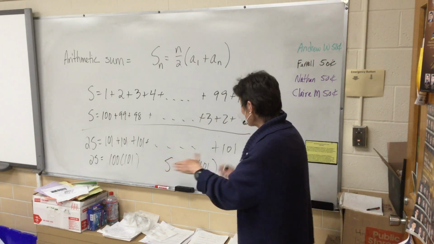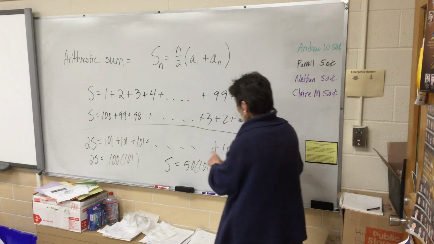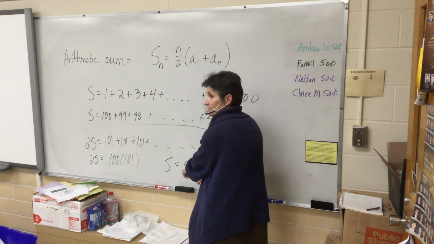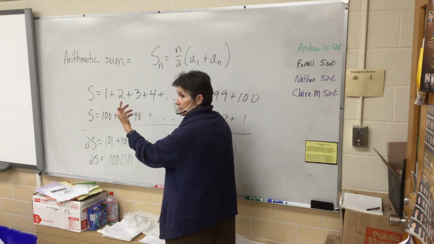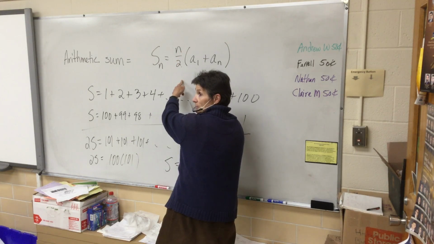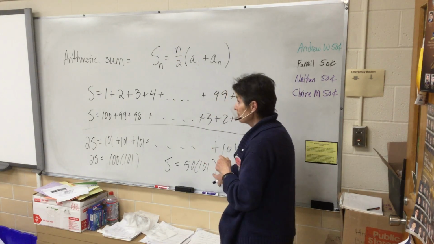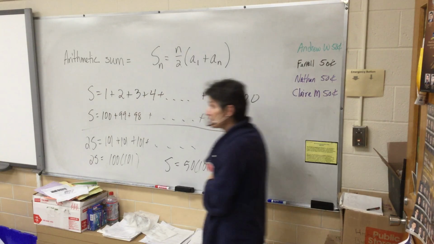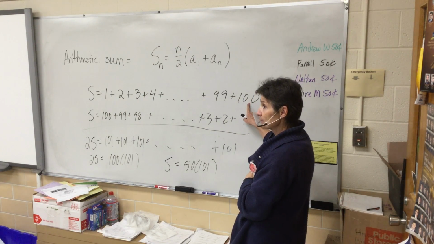Now, what does that have to do with what you just did? Well, where did this 50 come from? Half of 100? So n over 2? Where did the 101 come from? First term plus last term?